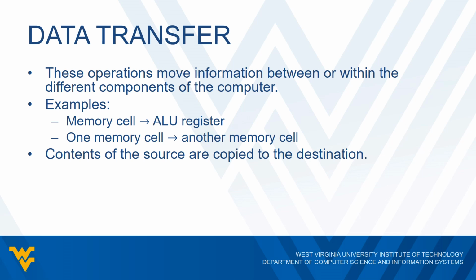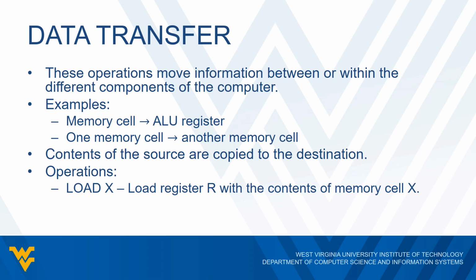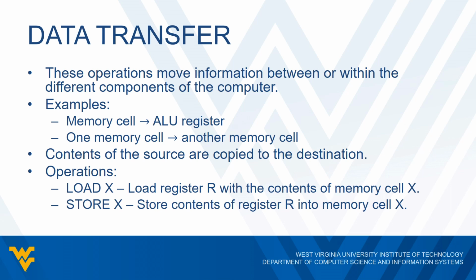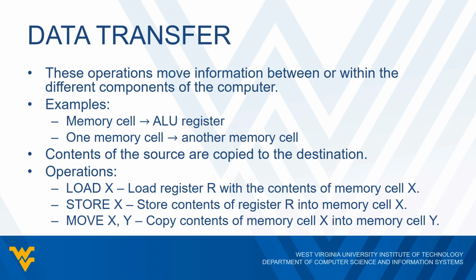Let me give you a couple of examples of operations that involve transferring data. We can have something like load X. This means that we would load register R with the contents of memory cell X. We can also have store X, which would store the contents of register R into memory cell X. And then another operation we could have is move X, Y, which would mean to copy the contents of memory cell X into memory cell Y.